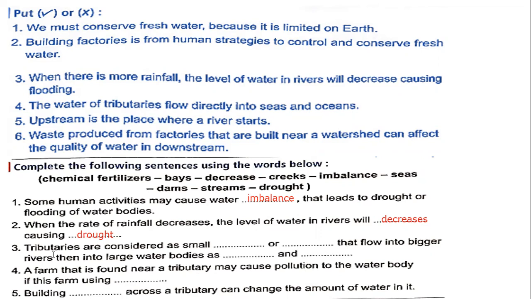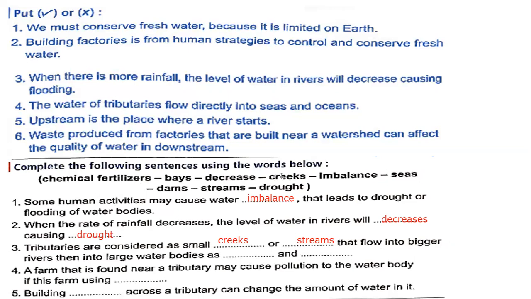Tributaries are considered as small creeks that flow into bigger rivers and then into larger water bodies. So start with tributaries, small what? Yeah, small creeks. So this is number one. So I write here small creeks. Or what? Yes, streams. Excellent. So tributaries may be small creeks or small streams that flow into a sea or ocean or a bigger river.